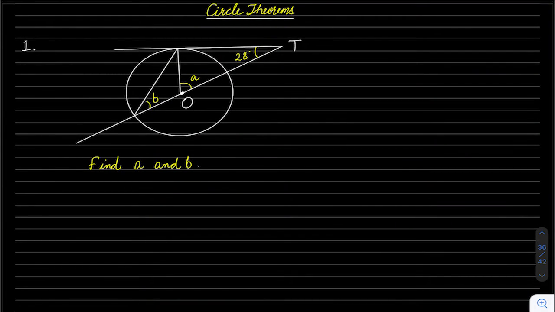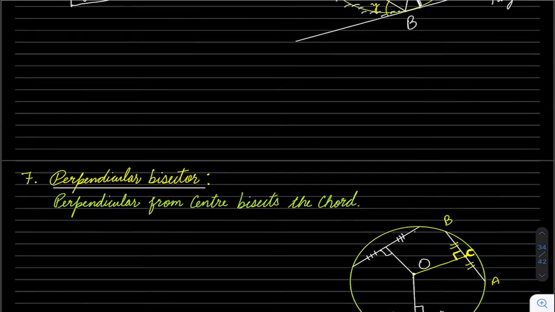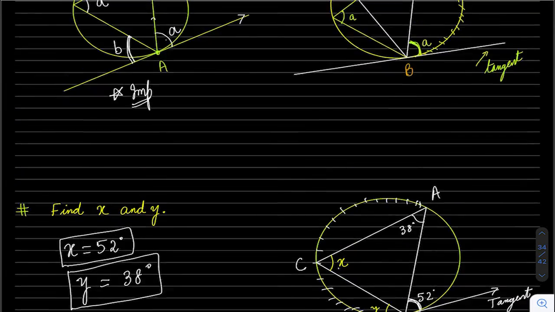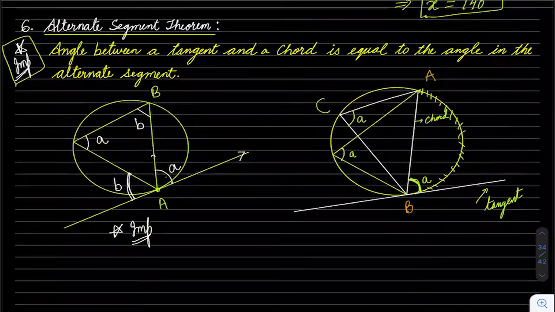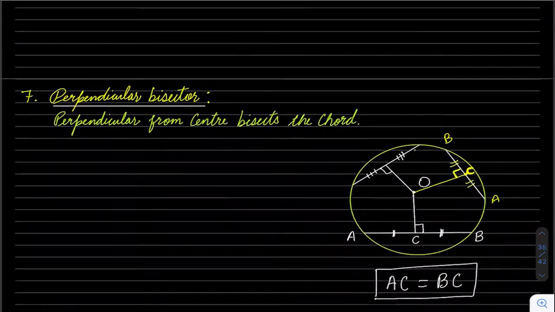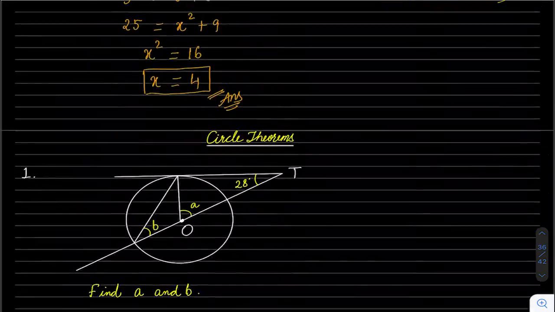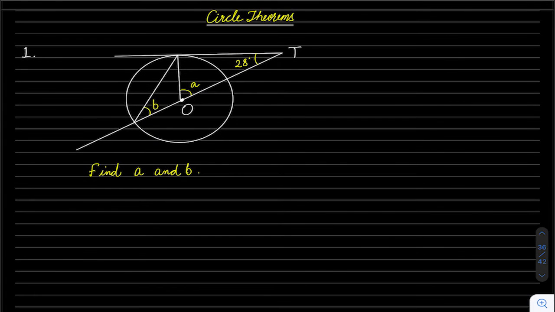Now in the previous video, we have seen all the circle theorems. That is all the 7 circle theorems. So we have learned what those theorems are. So now we are going to practice questions based on these 7 theorems. So let's start. First question.